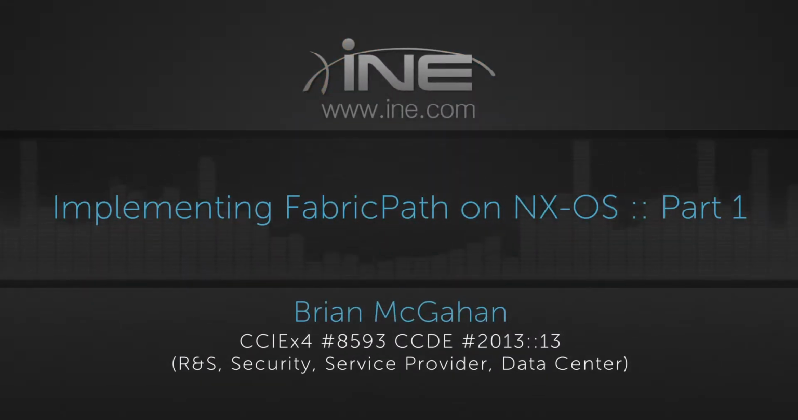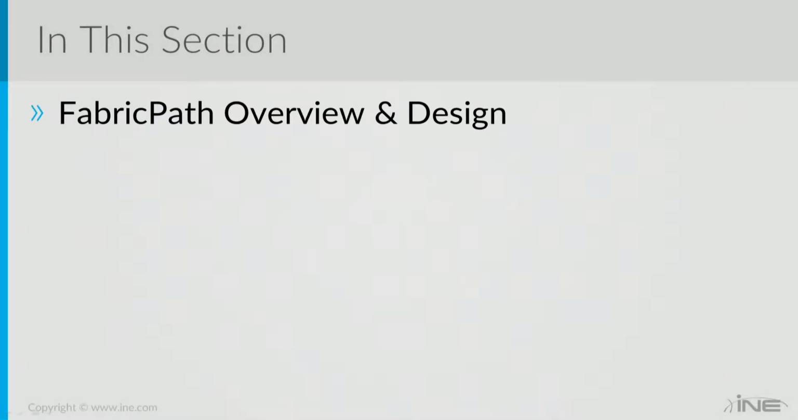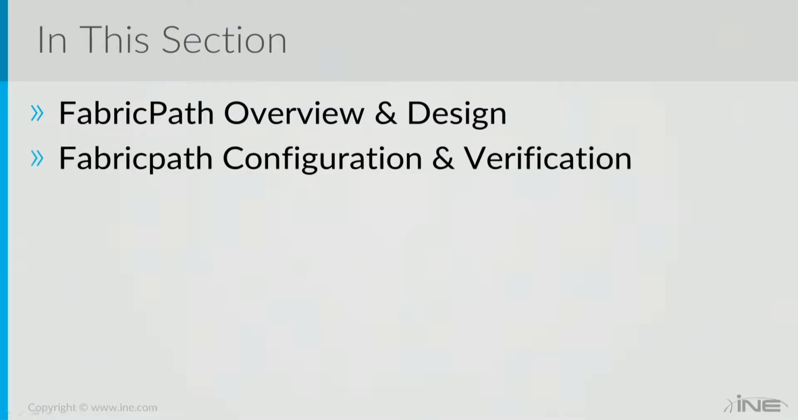In our next section, we're going to look at the FabricPath feature set on Nexus 7K and 5K, which we'll see is going to be used to do MAC routing, or basically layer 2 routing, as a replacement for spanning tree protocol. So first up, we'll talk about, in general, what is FabricPath behind the scenes and how does the overall design work? And then we'll look at some configuration examples for it.